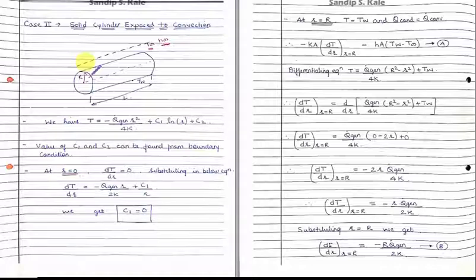So what are you supposed to find for such a case? If such a case is there in a numerical, you will be asked two things. First of all, you will be asked the wall temperature. Second, the maximum temperature. So here you are supposed to find the expression for the wall temperature, that is Tw, and the expression for the maximum temperature. So let's jump into the derivation and let's see how it works out.